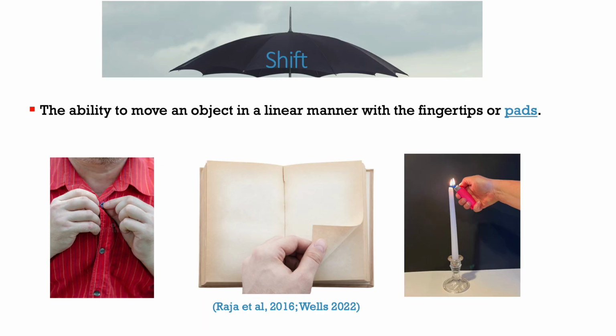Shift is the ability to move an object in a linear manner with the fingertips or pads, such as repositioning the pencil in the fingers to position it for writing, or fanning playing cards in the hand. I have populated this slide and the slides going forward with examples of the specific in-hand manipulation skills.